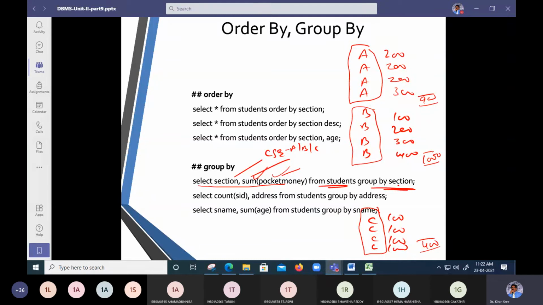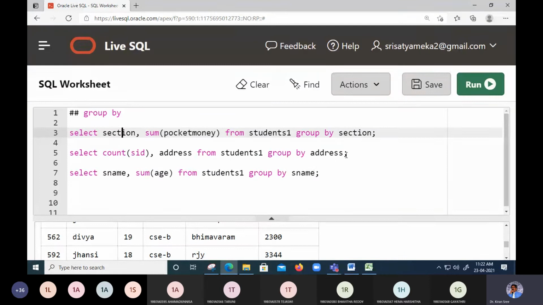See how much complexity the query is. First one I should get section name. Next I should get the sum of money. Next I should group it section wise. See what happens if this query is going to be executed. So I am running this query here.